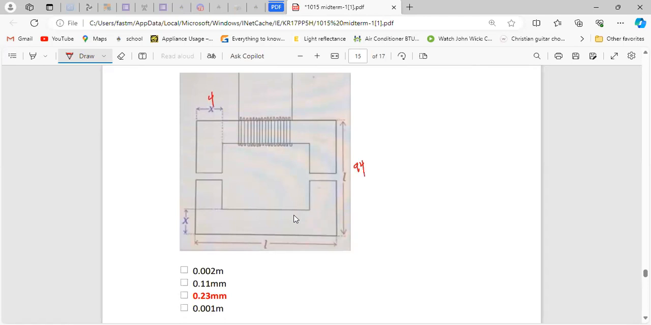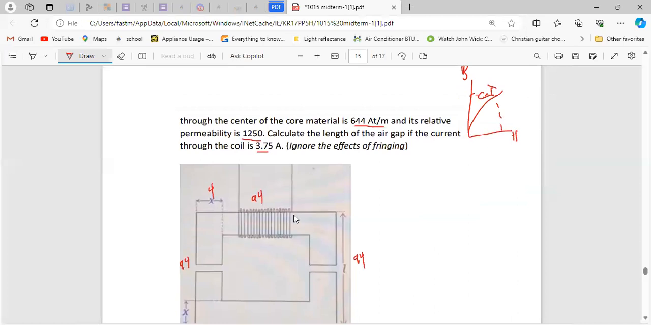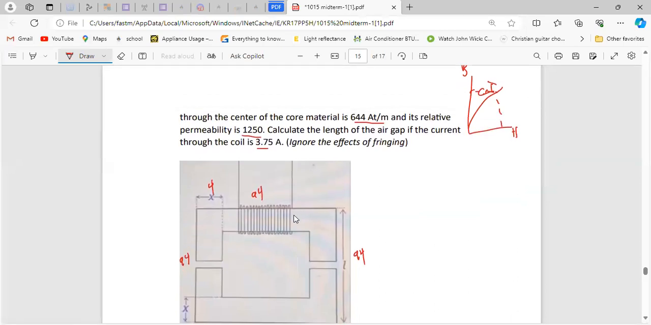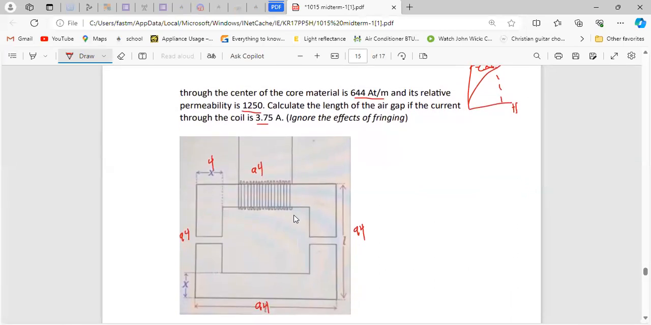So there's 94, 94, 90. Yeah. So what I want is the length of the air gap, right? So for this material here, I can't use Ampere's circuit law directly, right? So I need to manipulate the law a little bit. I think I did a question similar to this already. It's just that I asked for a different value.